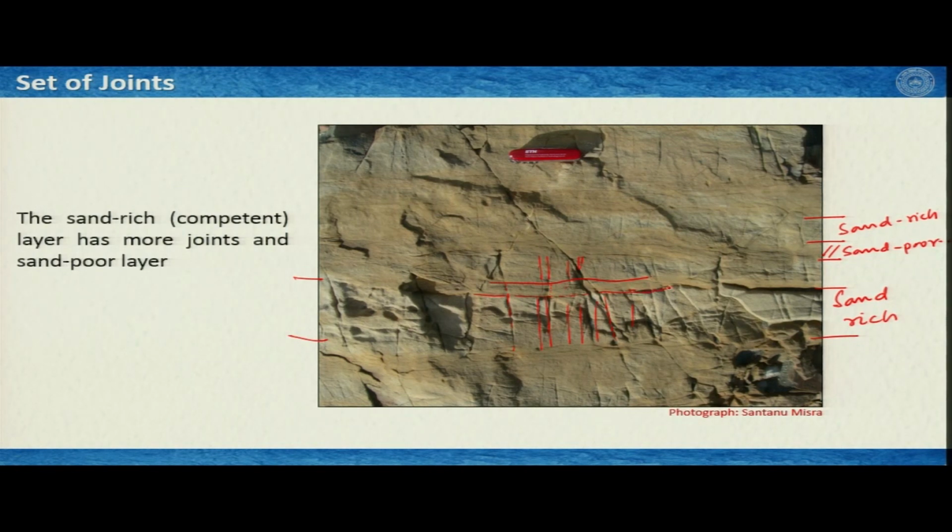So, this is almost free of joints from here to here if I consider this space, but the space just below and just above, because these are sand rich layers, you see the number of joints are very, very high within the same area that we are looking at. So, this tells you that the spacing of the joints is essentially controlled by the lithology of the rock.